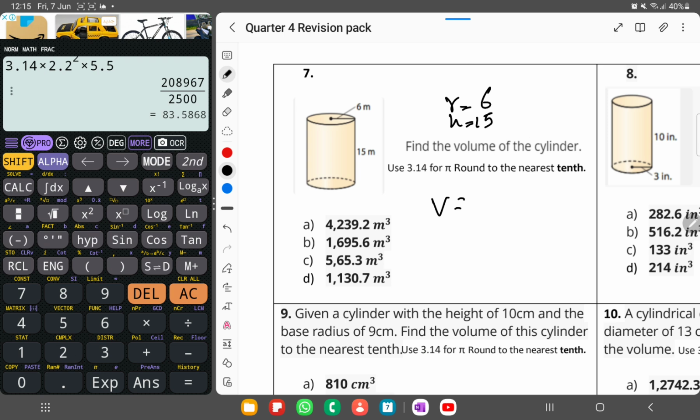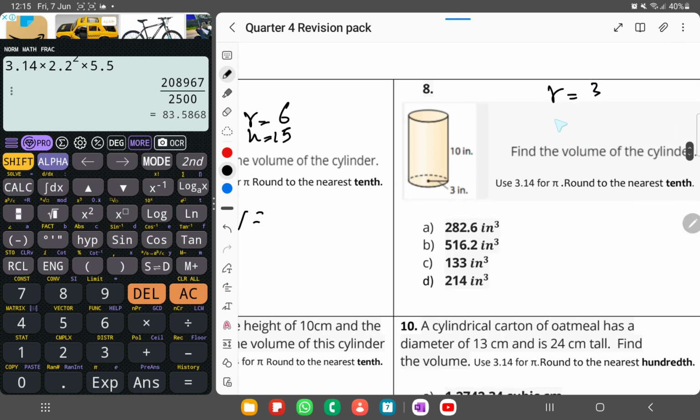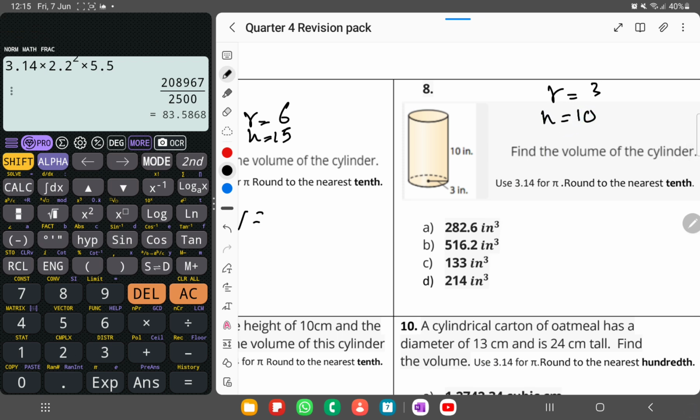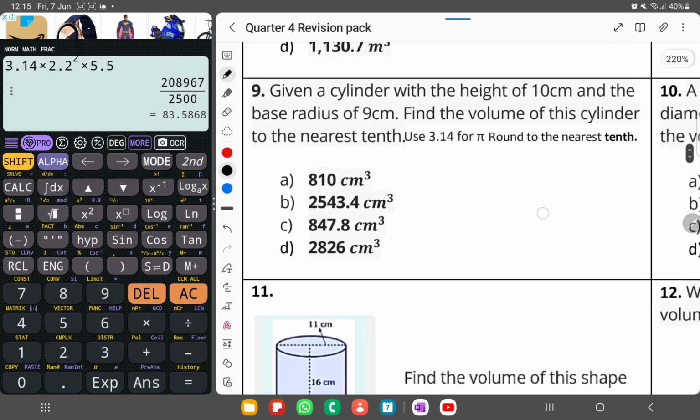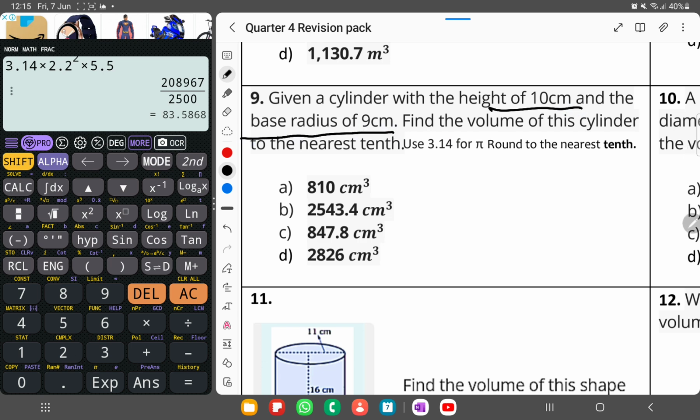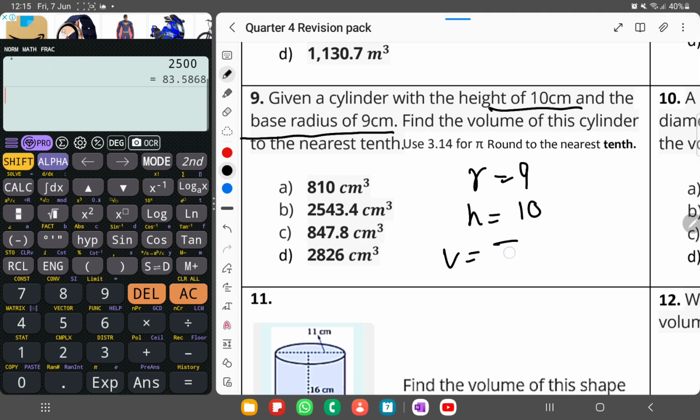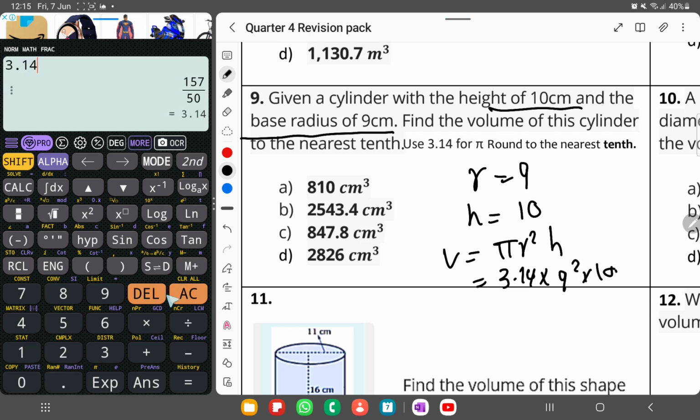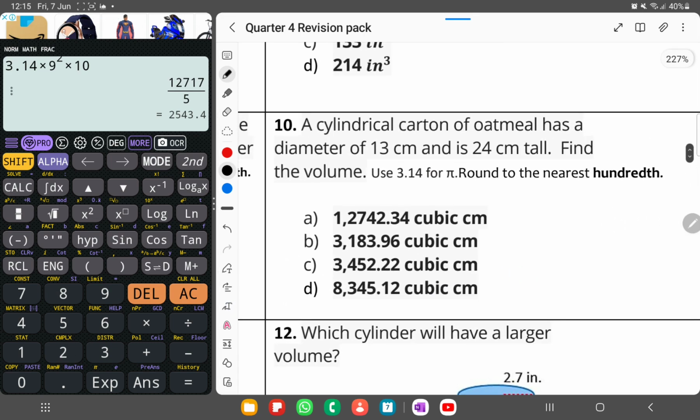I'd like you to try to do it on your own. The same thing here. The radius is 3. The height is 10. Do it. Volume equals pi r squared h and get the answer. Well, very good. Here also height is 10, radius is 9. Find the volume. Volume equals pi r squared h. What is pi? 3.14 times radius 9 squared times height, which is 10. What would it be? 2543.4. Very good.